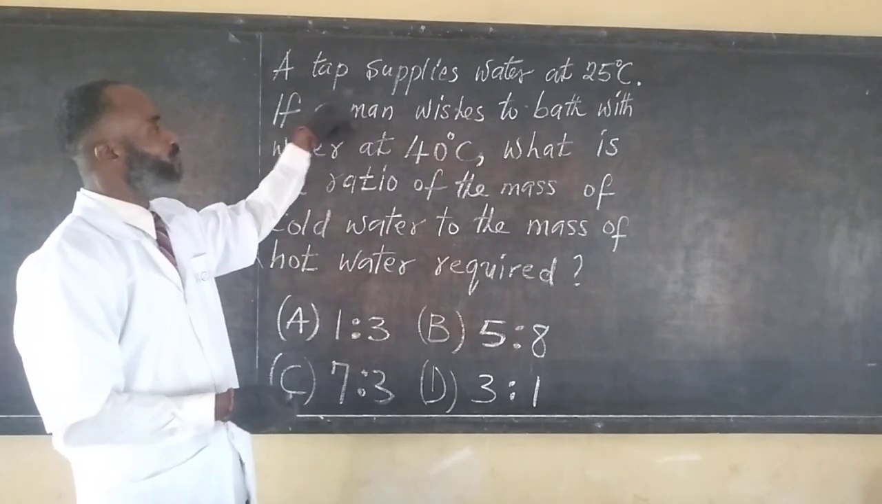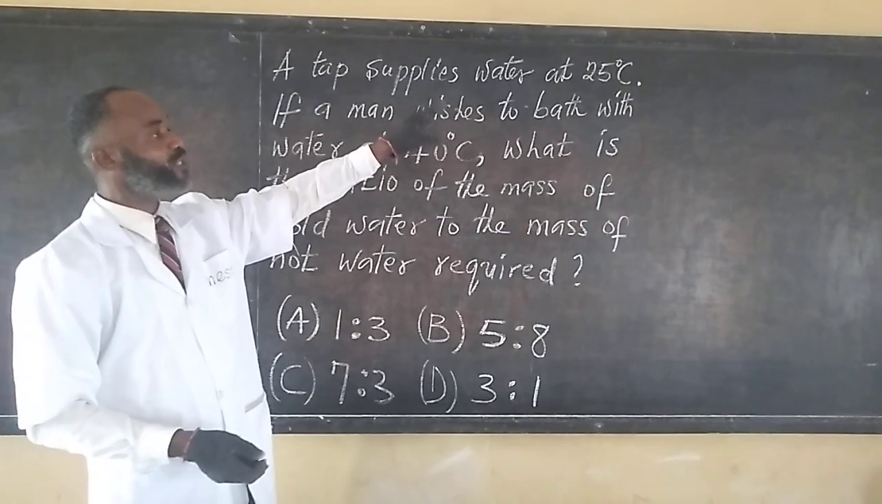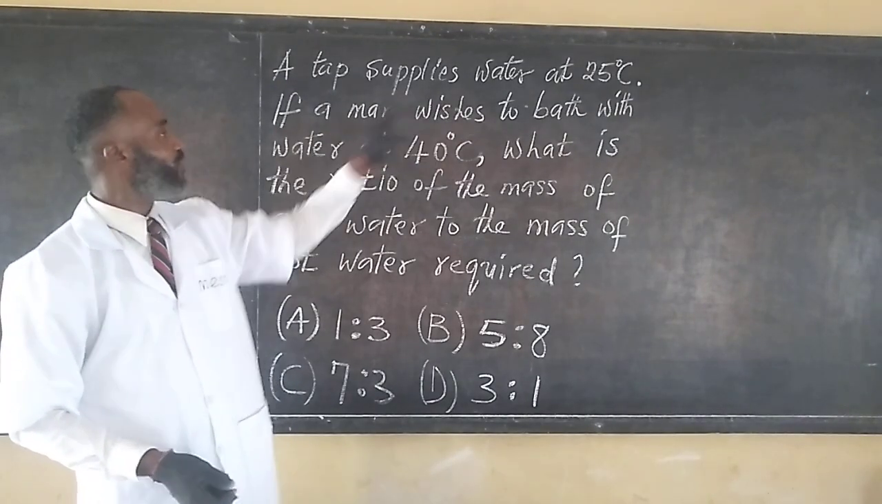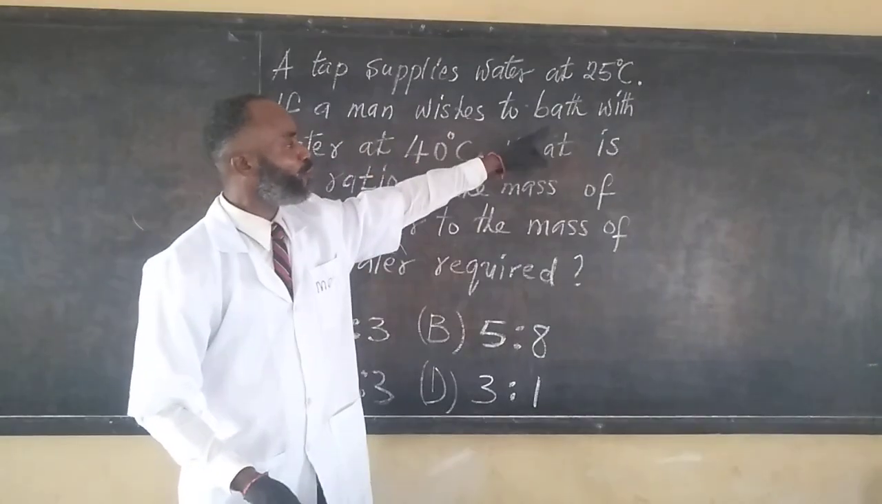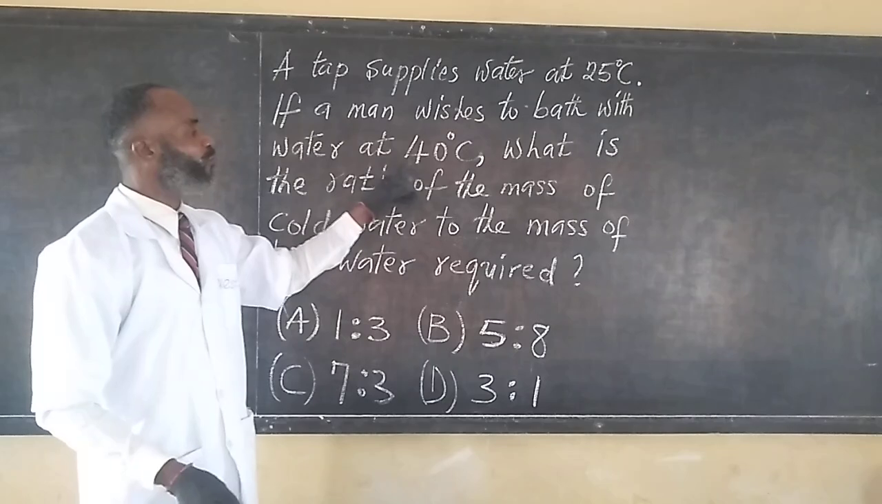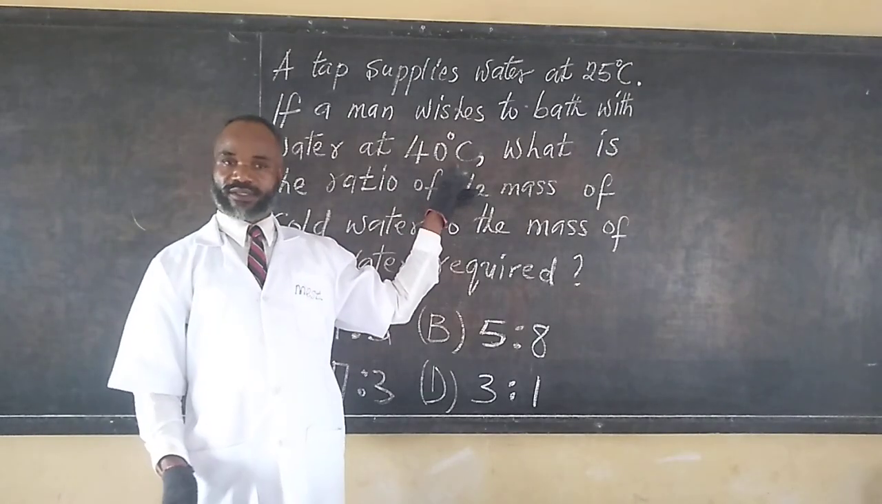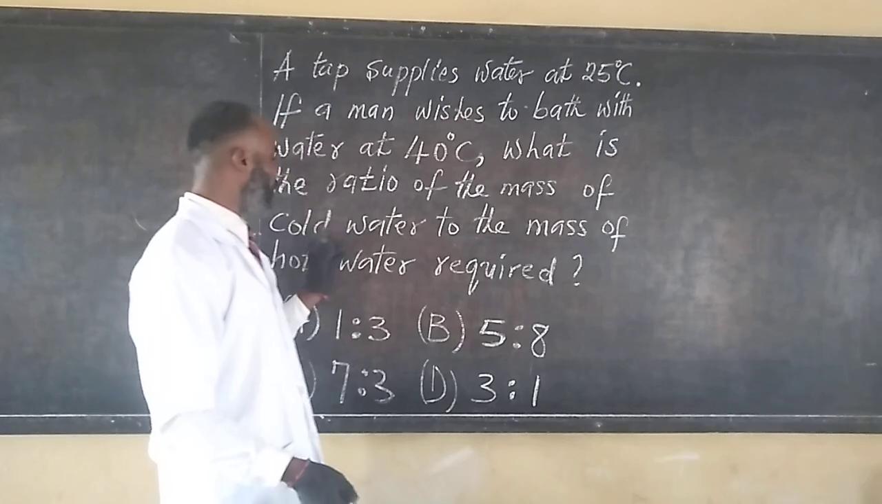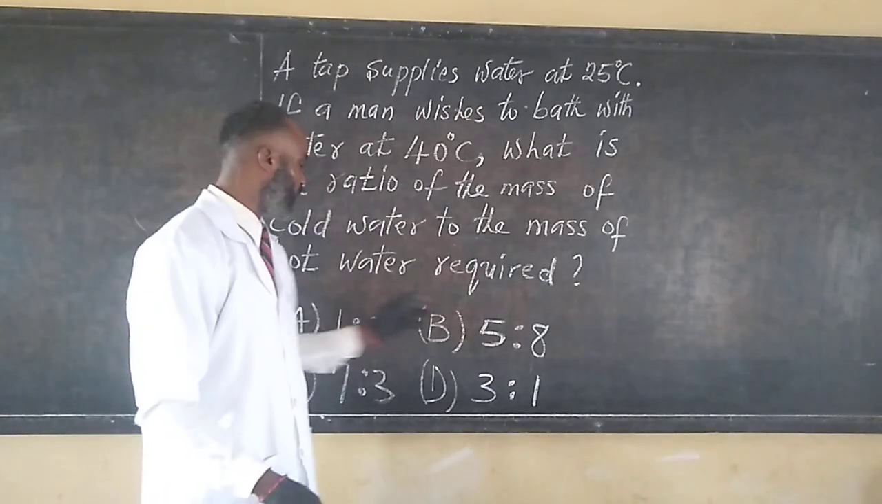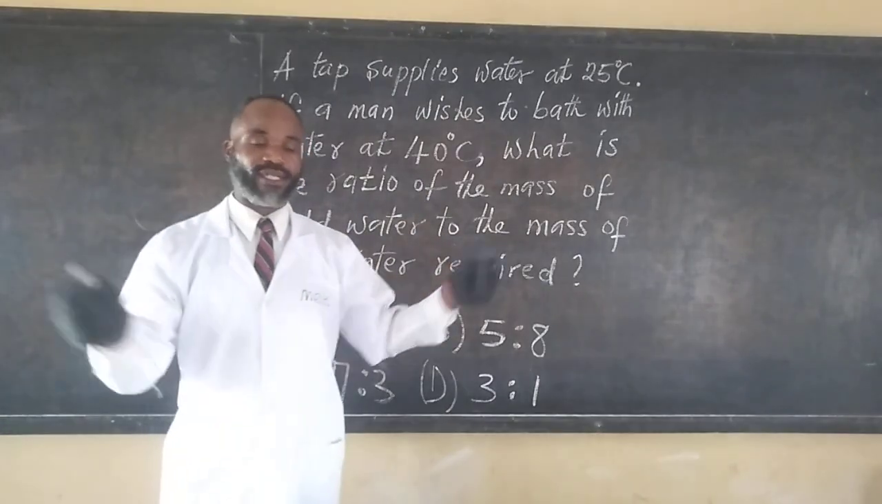A tap supplies water at 25 degrees Celsius. If a man wishes to bath with water at 40 degrees Celsius, what is the ratio of the mass of the cold water to the mass of hot water required?